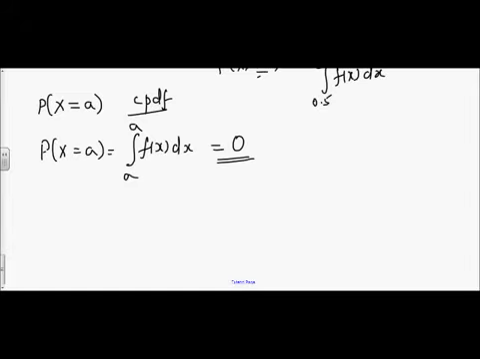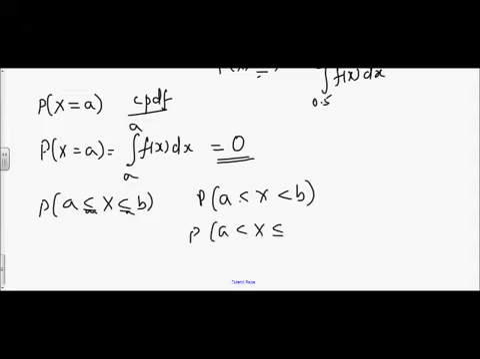And what about the difference between writing less than and less than or equal to? Since at x equal to a the probability is 0, whether I use the equal to sign or not is not going to make much difference. All these four are going to give you the same values. Whether you put the equal to sign or not at the ends of the interval, it's not going to make any difference in the final value, because the probability at a single point is 0.